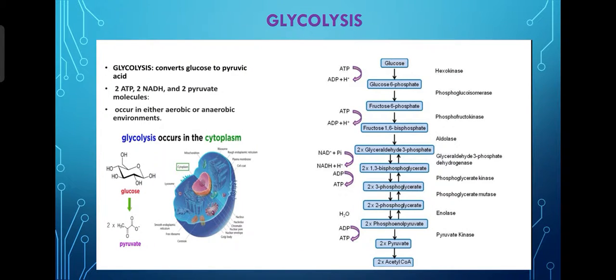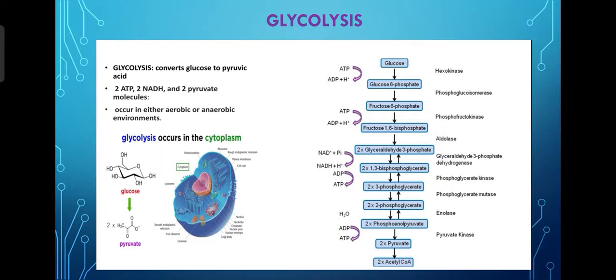Glycolysis. It is the metabolic pathway that converts glucose into pyruvate, pyruvic acid and hydrogen ion. The free energy released in this process is used to form the high energy molecules such as ATP and NADH. Two molecules of ATP and two molecules of NADH.